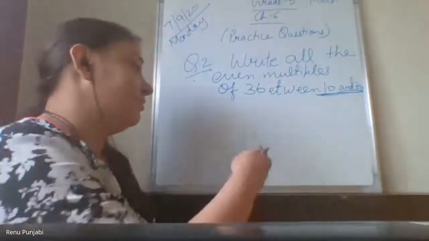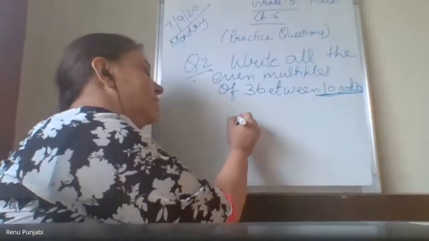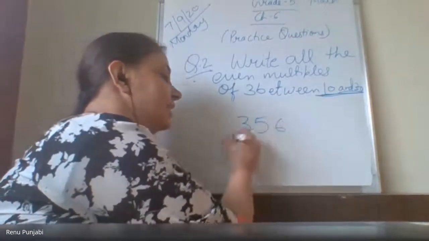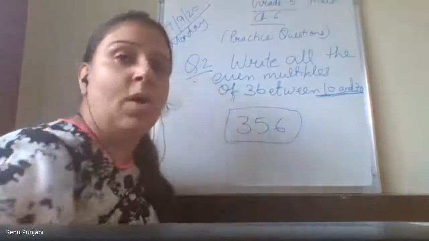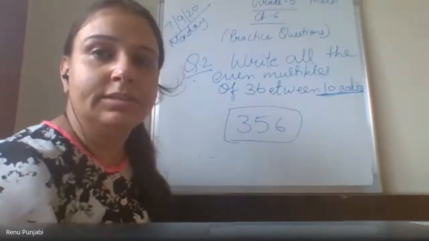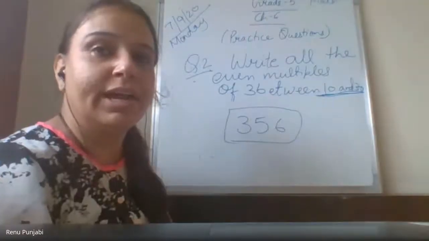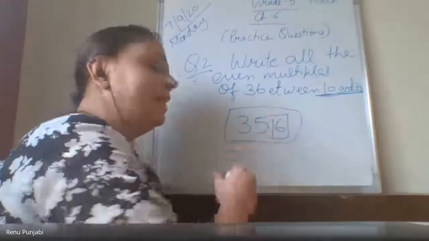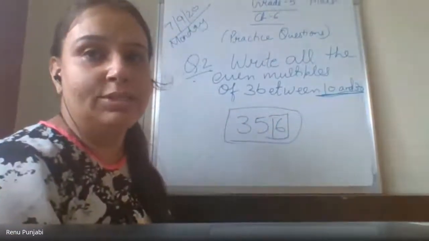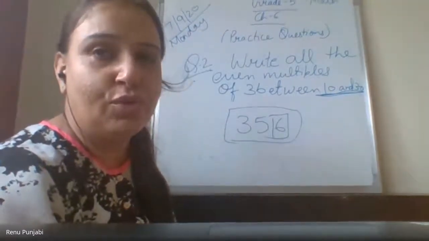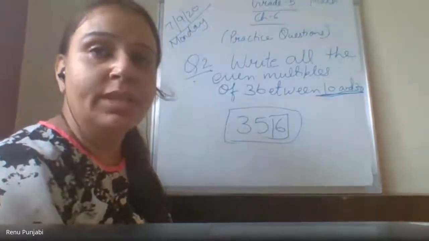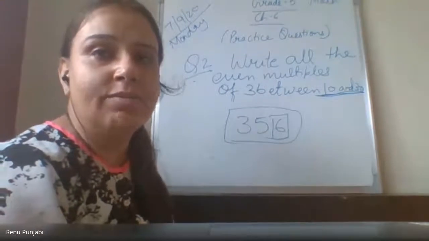Like if you have a 3-digit number 356, can you identify whether this number is odd or even? It's an even number. How did you find out? Ma'am, because the last digit is 6. Yes, so you have to check the ones place. If that digit is 2, 4, 6, 8 or 0, then you will say that number is even.